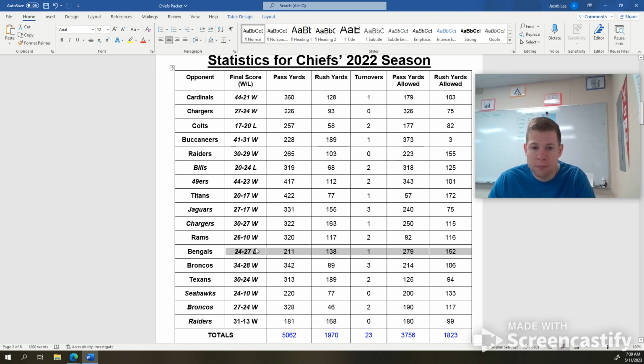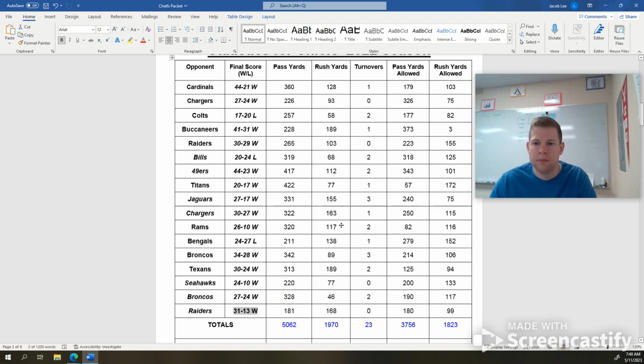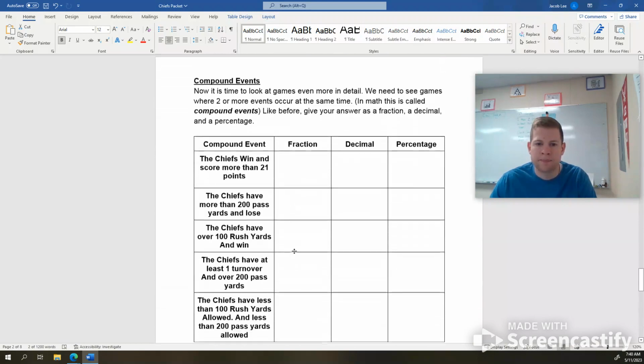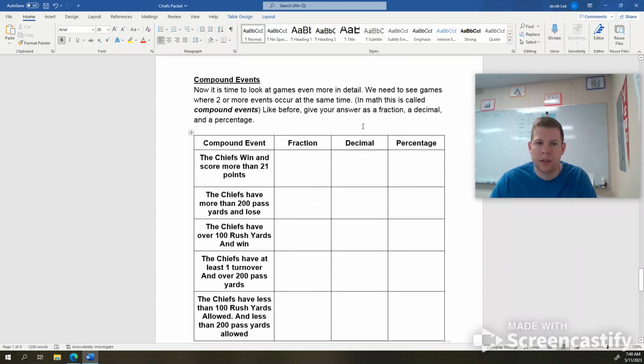Instead, there are 14 possible games that we can look at, anything that's a win. And we can see they did it 1, 2, 3, 4, 5. Here they won, but they didn't score 21 points. 6, 7, 8, 9, 10, 11, 12, 13. So when we come back down to our page of compound events, how many times did they do this?